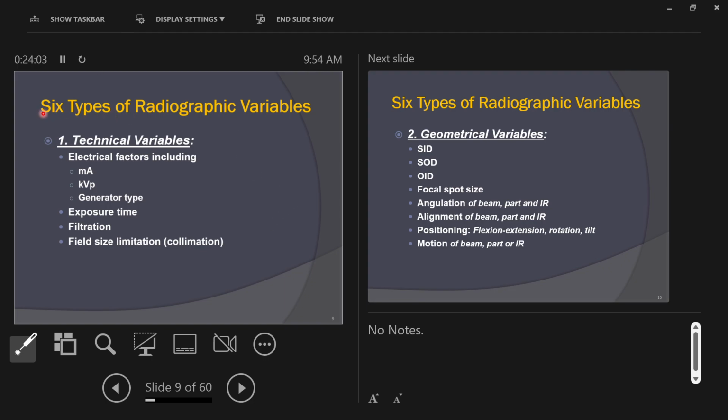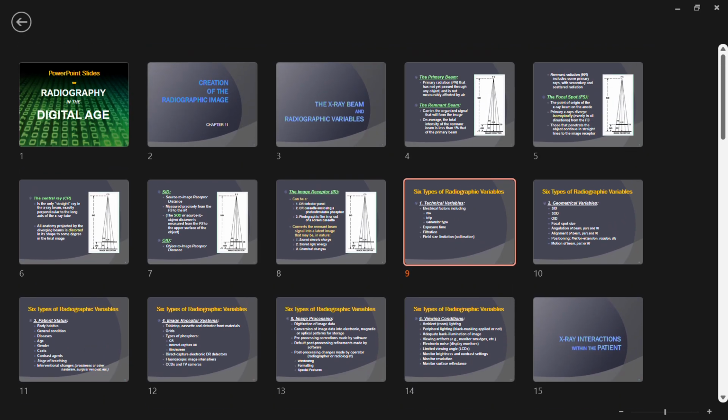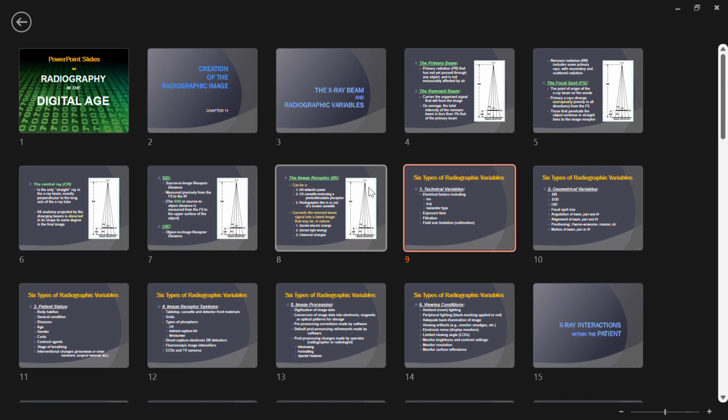So we have 6 categories for radiographic variables. These are things that, if they change, may change the image. And just introducing you to them now, the upcoming lectures are going to really deeply talk about all of these sort of individually.